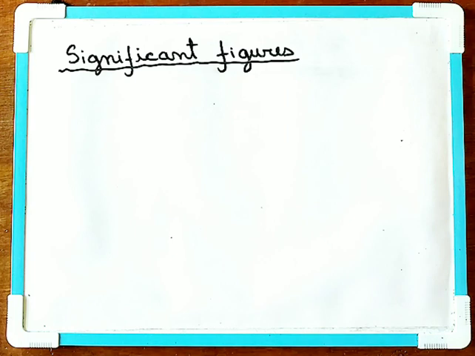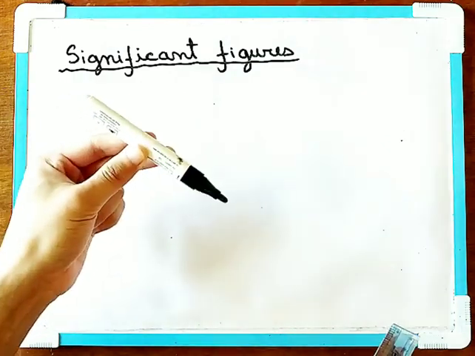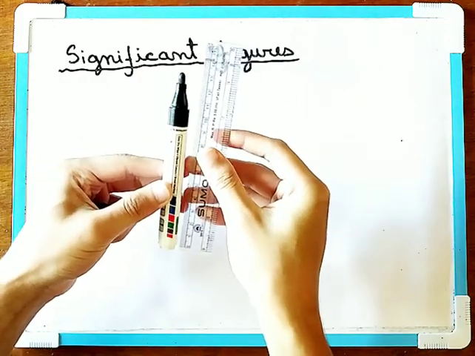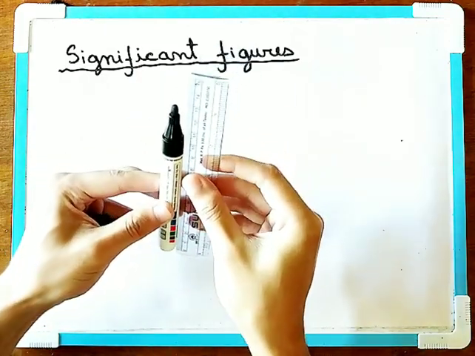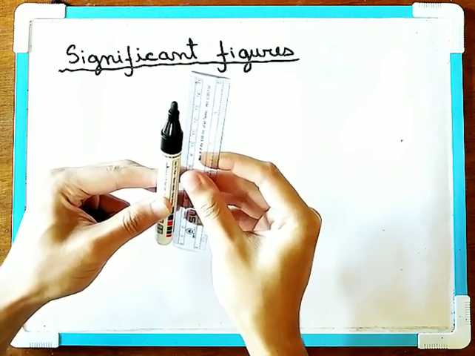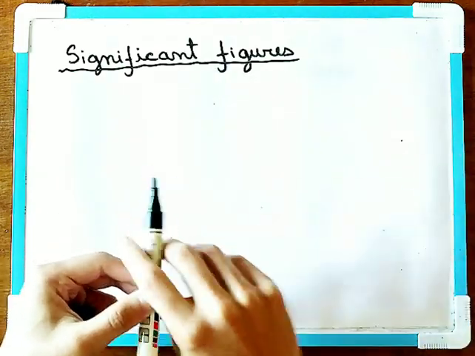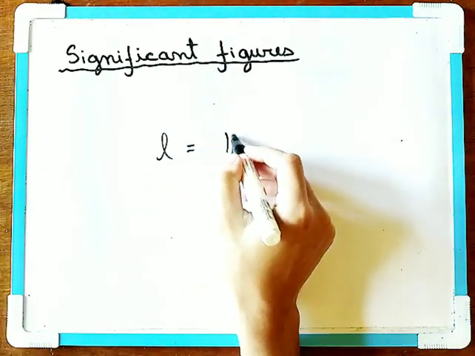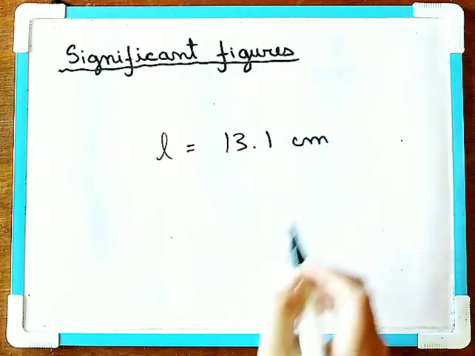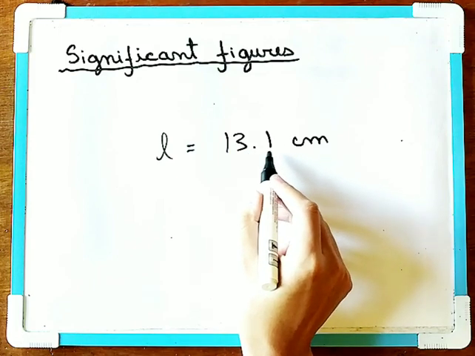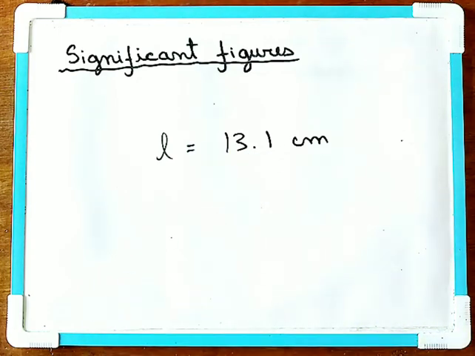Significant figures. Now, to understand significant figures, we shall take an example. Suppose we want to measure the length of this marker. I can do that by using this centimeter scale, and upon measuring, I found the length of this marker to be around 13.1 centimeter. So the length of this marker L is 13.1 centimeter.